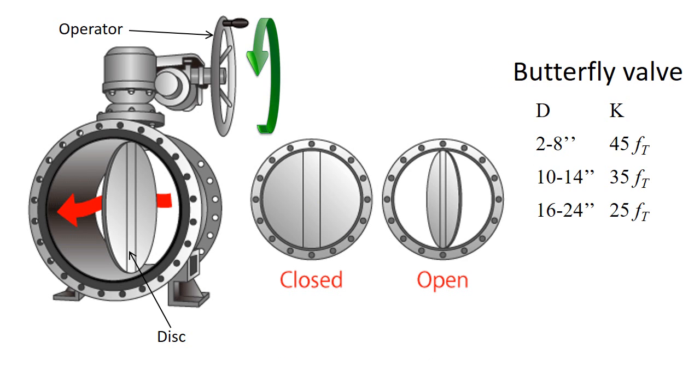A butterfly valve is a rotary motion valve that is used to stop, regulate, and start fluid flow. Butterfly valves are easily and quickly operated because the 90-degree rotation of the handle moves the disc from a fully closed to fully open position. The loss coefficient of a butterfly valve is determined by its inner diameter, as shown on the graph.